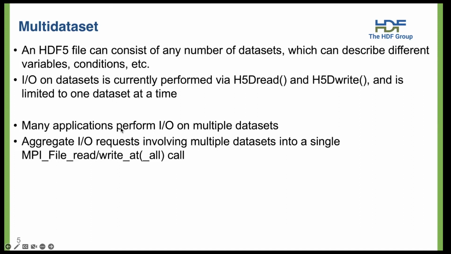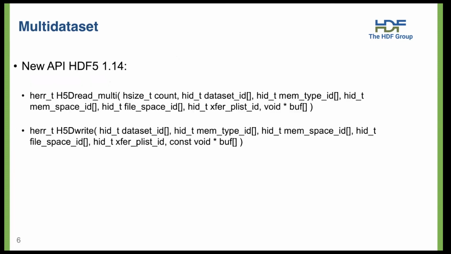But in many applications, you want to perform I/O on multiple datasets. So for example, if you have a vector of 3 components, normally you'd have to call H5Dwrite for each component. We'd rather have an API that writes all 3 components at once, because you usually get better performance, because that would aggregate the I/O requests into a single MPI file write or read, whatever you're doing, whether it's collective or independent. So this should get better performance, especially if you have a lot of datasets. You'll definitely see an improvement over writing each individual dataset.